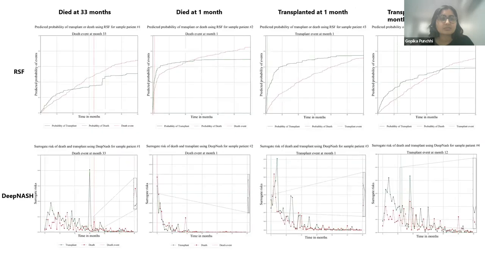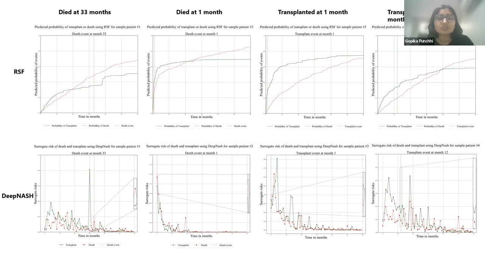Next. While we found that the event-specific RSF model had the best discrimination and calibration based on the C index and Brier scores, DeepNASH performed better when evaluated using the competing risk coherence score. This means that this model more accurately predicts death and transplant in a competing risk scenario.